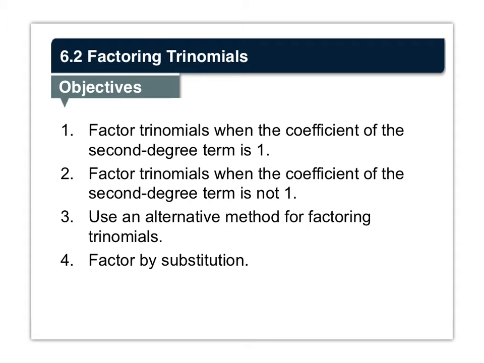In Chapter 6, Section 2, we are factoring trinomials. Our objectives are to factor trinomials when the coefficient of the second degree term is 1, which we consider to be a simple trinomial. We can also factor trinomials when the coefficient of the second degree term is not 1. We're going to use an AC method for that. And we're going to use an alternative method for factoring trinomials, factor by substitution.